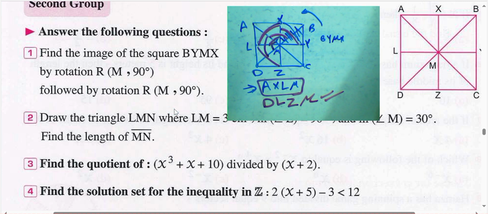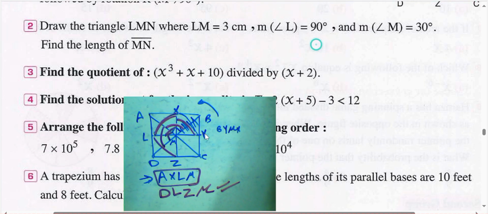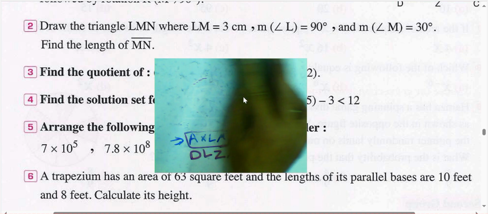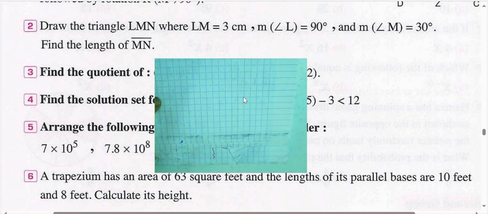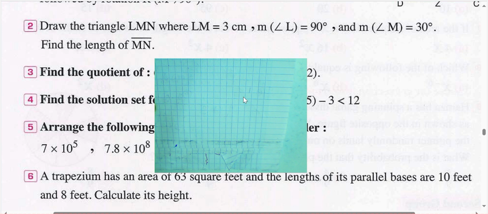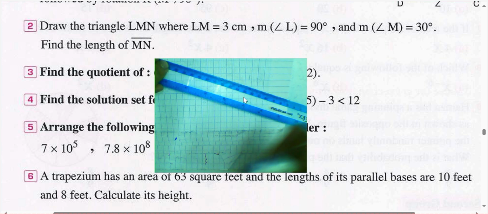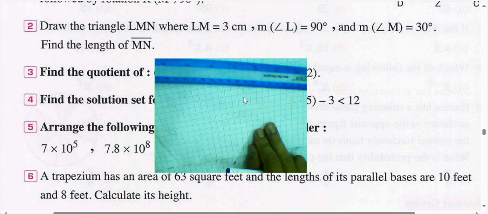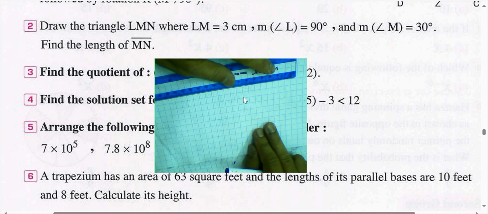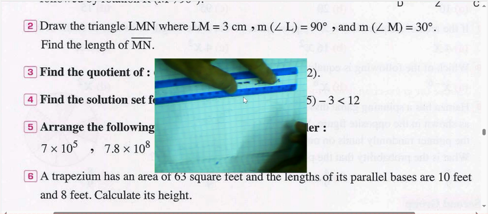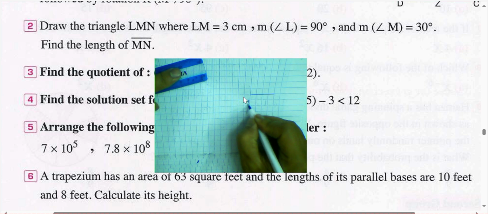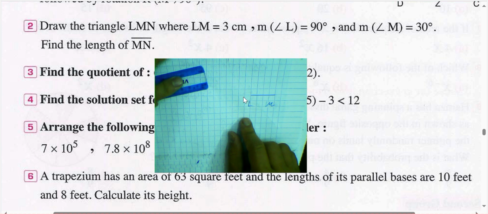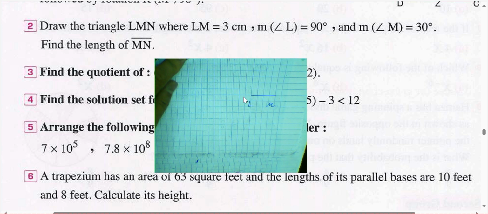After that, we want to draw our triangle. We will bring our tools, the compass and the ruler, and work. First step, we must draw LM equal 3 centimeter. We start here from 0 to 3. LM equal 3 centimeter, and the measure of angle L equal 90 degrees.